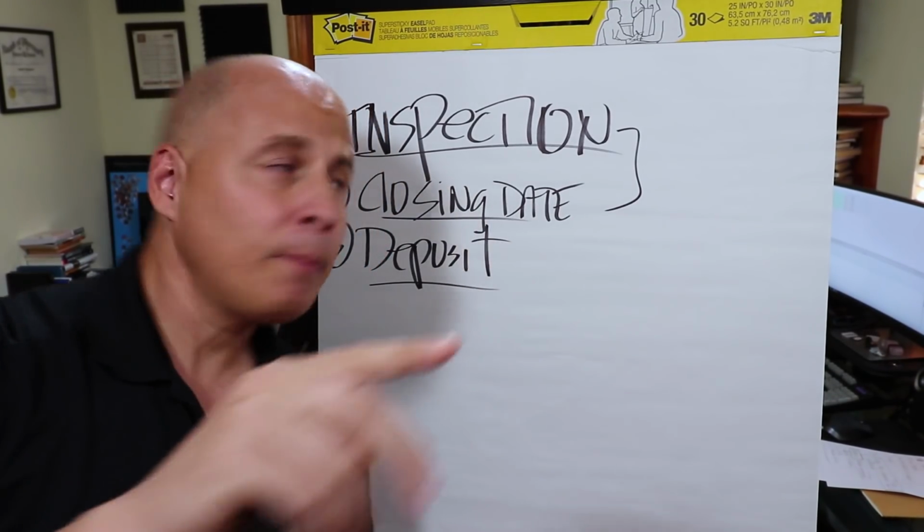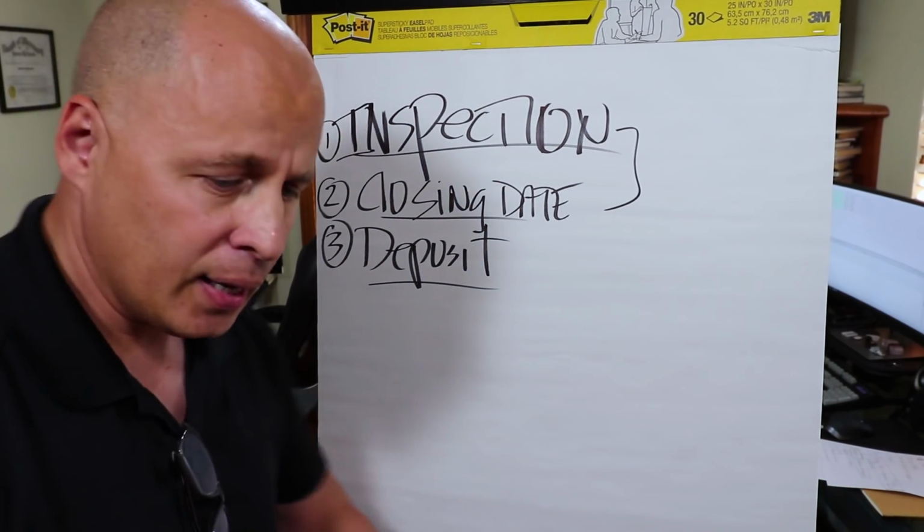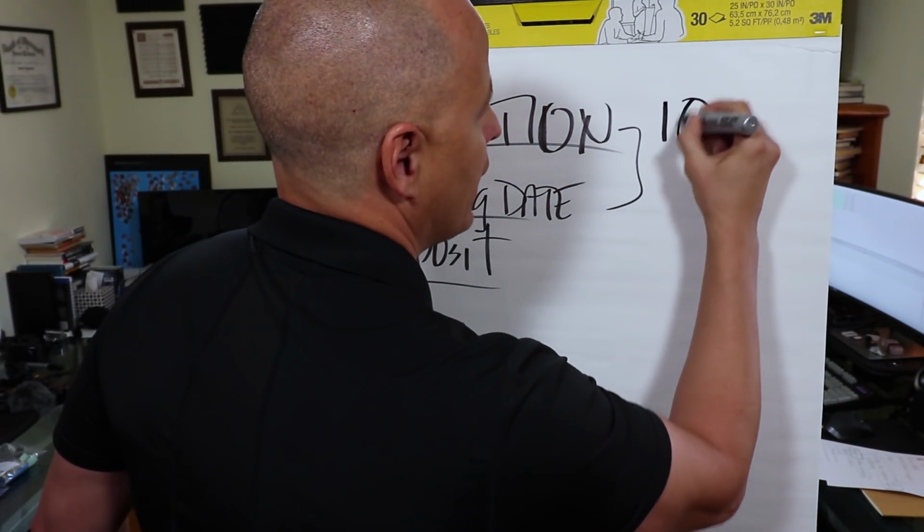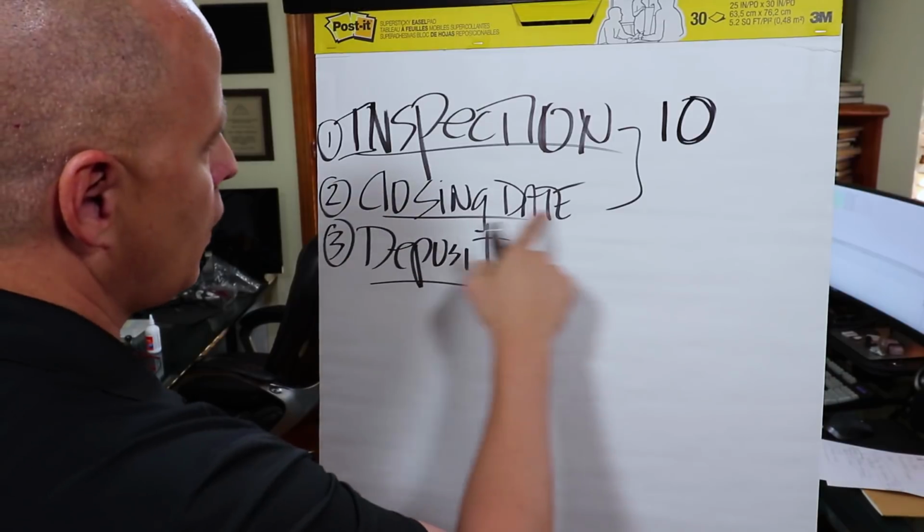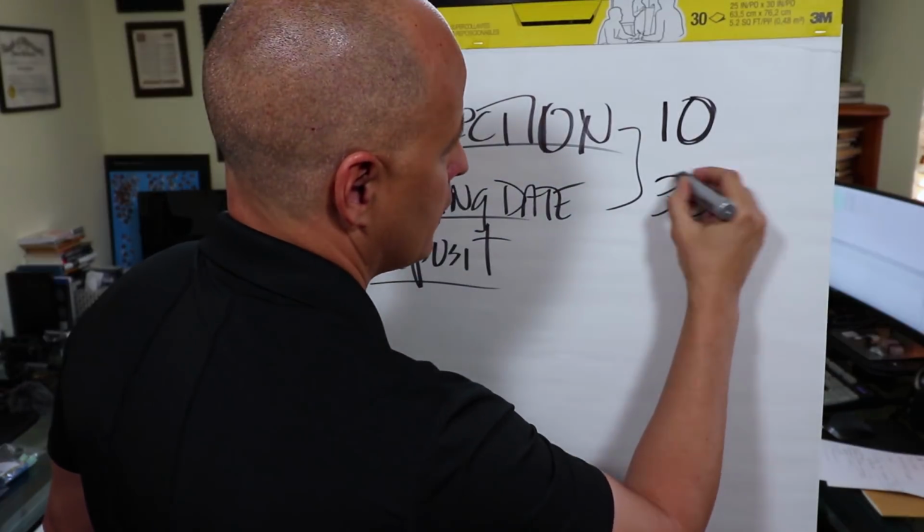That's number 1. So all of these I'm going to put as a number from the date of the contract. So in the example of the inspection period, my typical inspection period is 10 days. However, I'm going to come back to that. And the closing date I put as 30. That's what I put in.